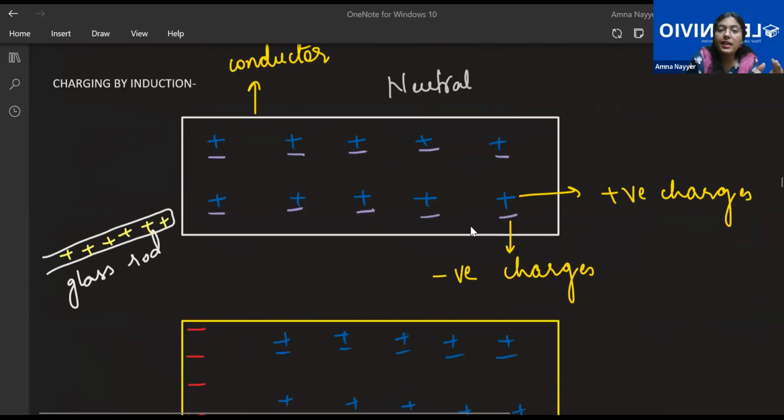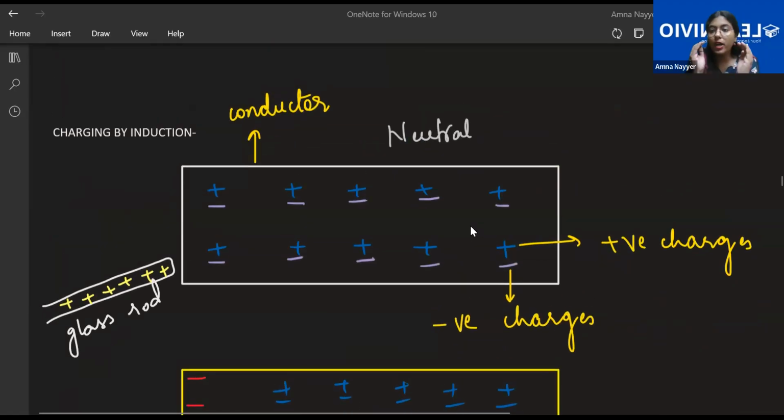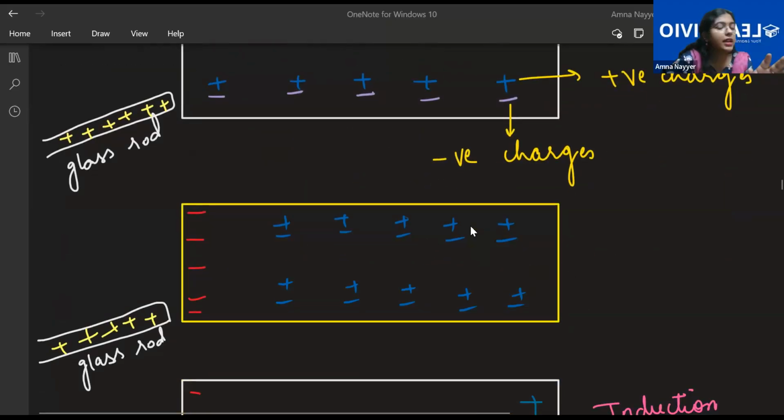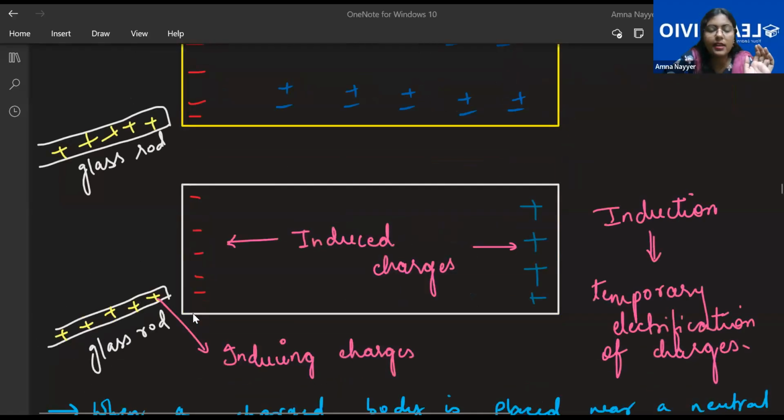So how did we start our whole process of induction? Aisha, I'm repeating, so pay attention. There's a conductor which has equal amounts of positive and negative charges, meaning the body is neutral right now. It has negative charges and positive charges. We bring up a glass rod which is positively charged. So negative charges are attracted towards one end and the positive charges are left. Slowly, gradually, the negative charges get attracted towards that side.